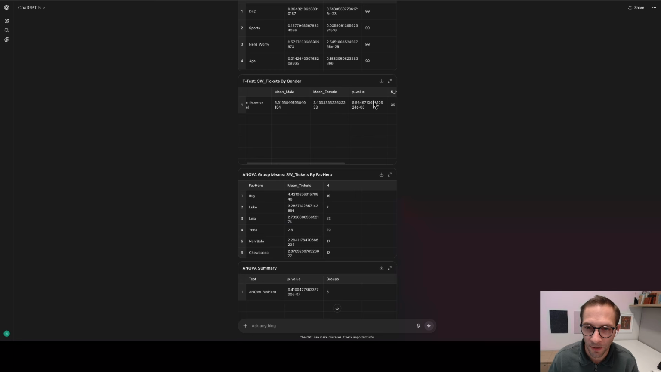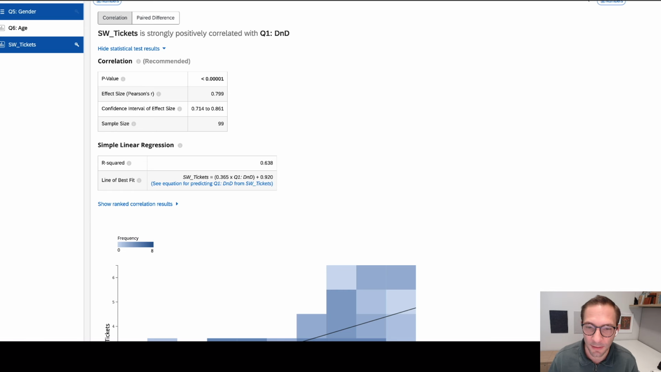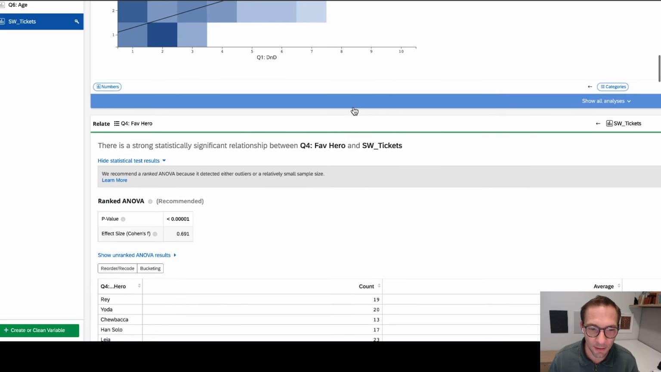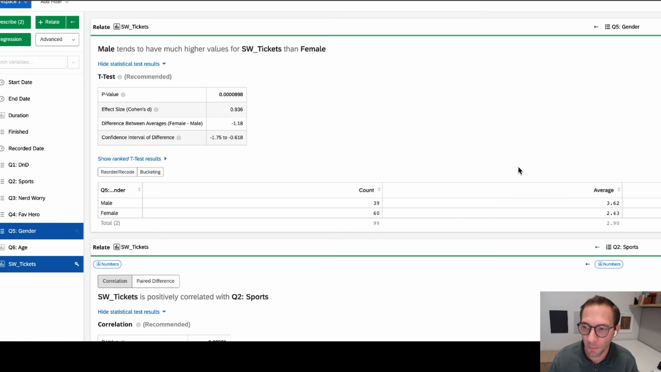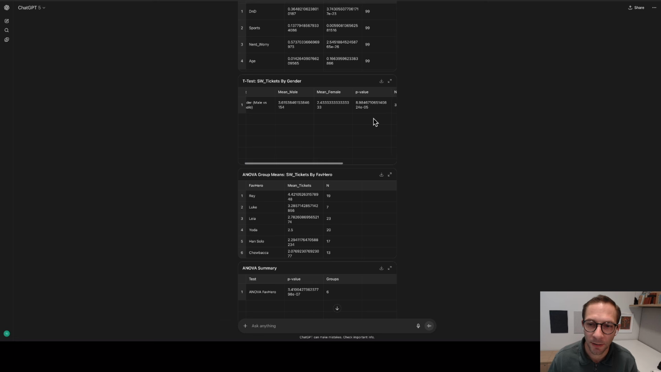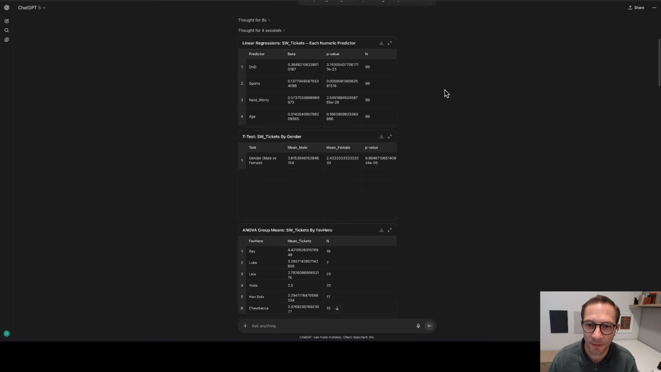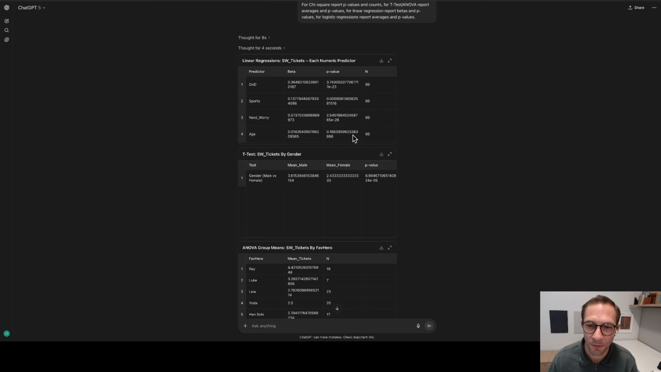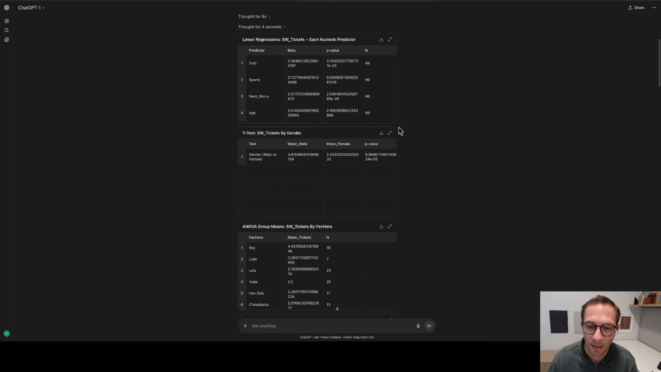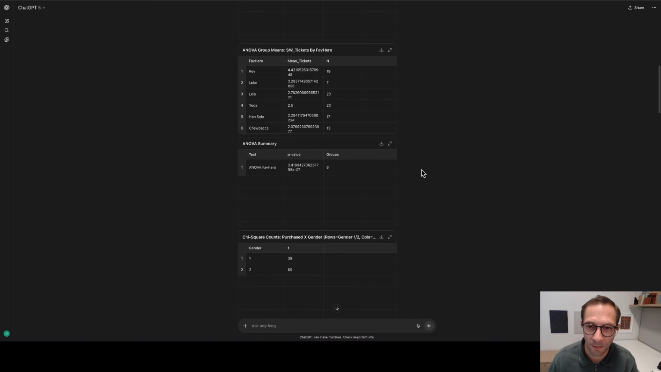Gender, here's our p-value, which is significant. Average is 3.61 for males. Let's see how it's doing here. Yeah, 3.62, 2.43. Perfect. That one's looking awesome as well. So I really could go through and see which ones have significant p-values and which ones don't, right? And then that should help me out there.